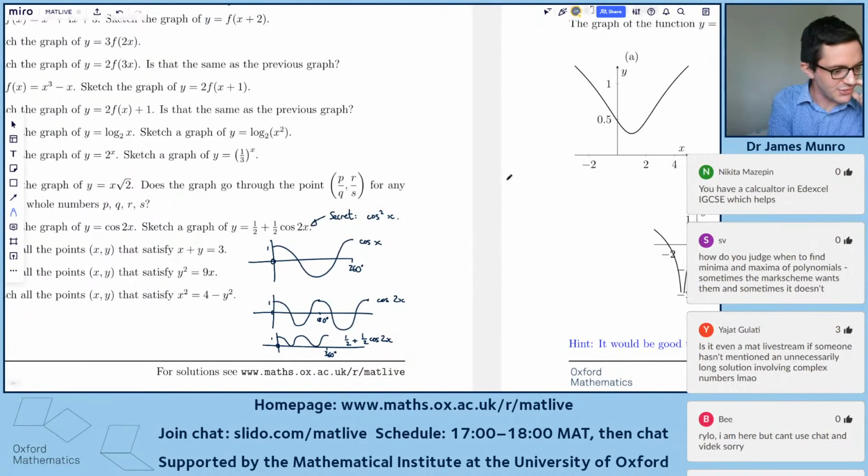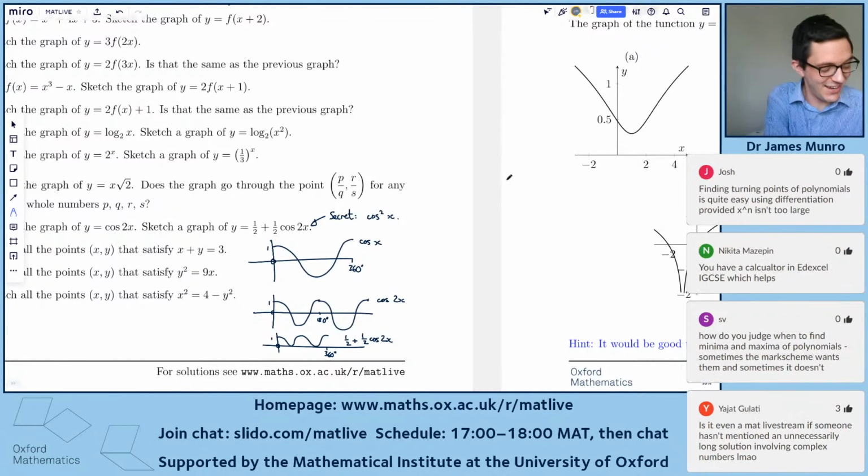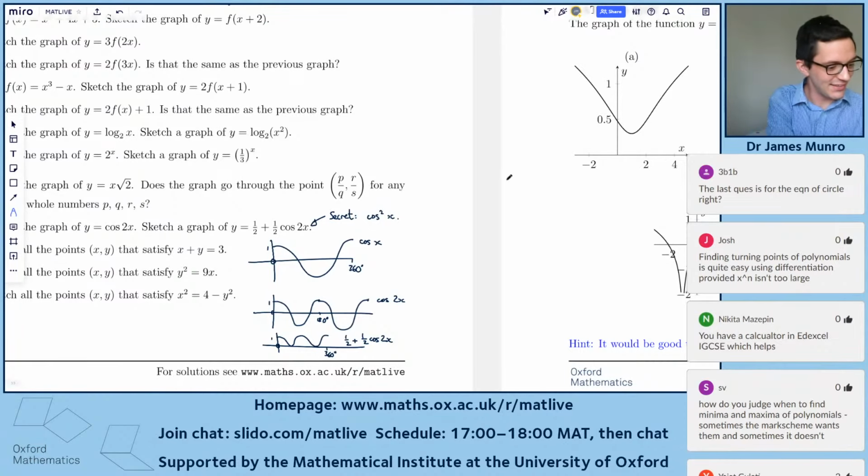Yeah, so you can have a calculation in your GCSEs, but then not in your maths test. Yeah, Josh is in for finding turning points, and it was 3b1b. It was a circle at the end. Yeah, sorry, I phrased it like a complicated question. It was actually a circle.